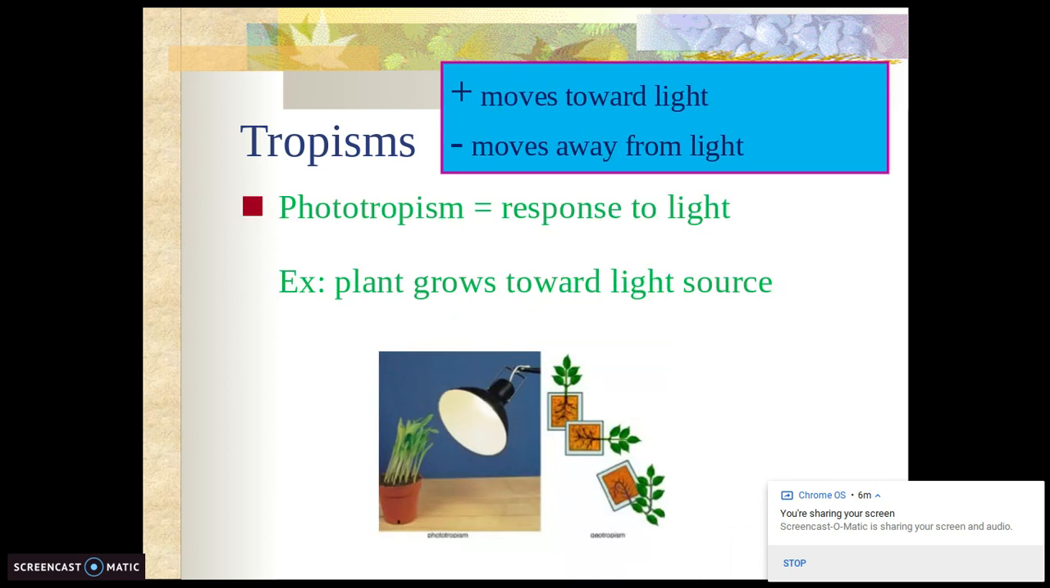Phototropism is the response to light. A plant grows towards a light source. We talked about that with the hormone. Do you remember what it is? It's auxin. So it is that bend with phototropism. A plant, just like these grass blades here, is bending towards the light. The positive moves towards the light, so that's why it's the positive direction.